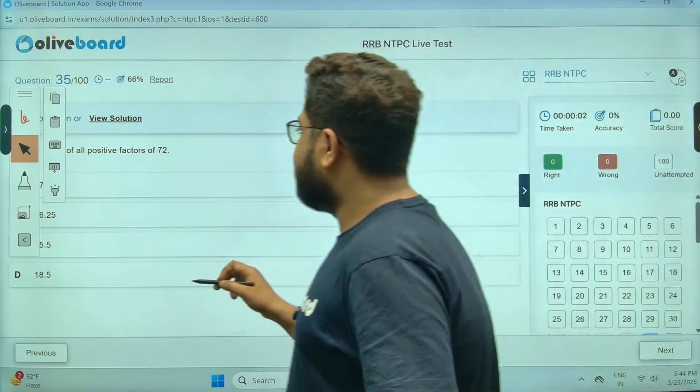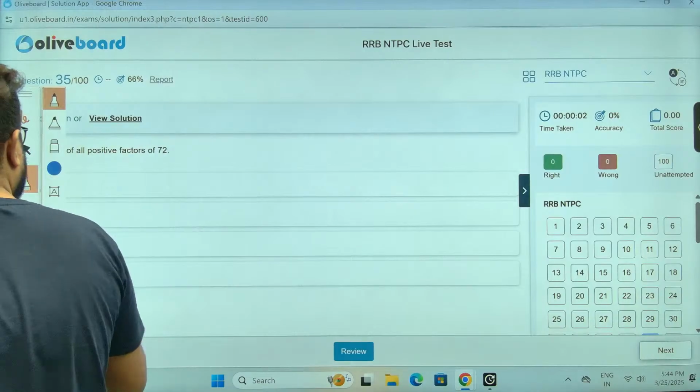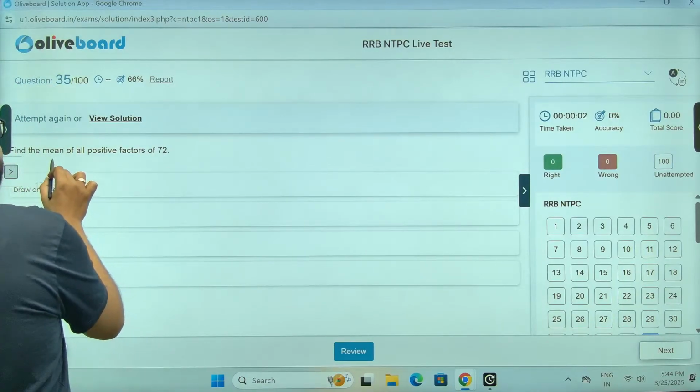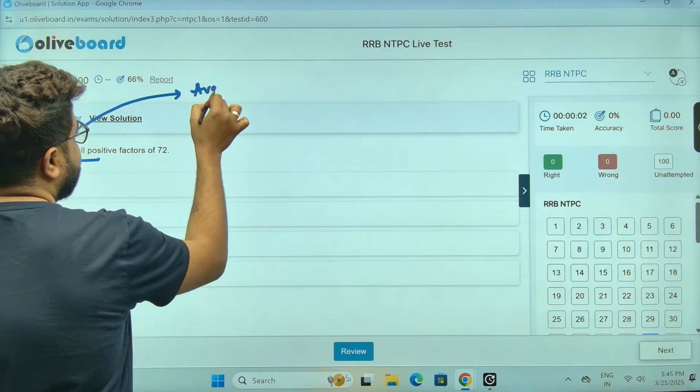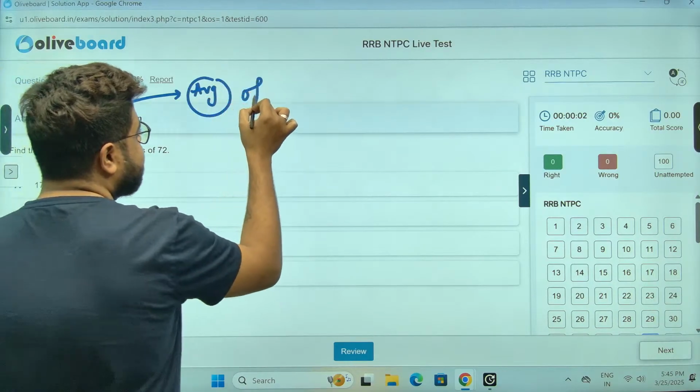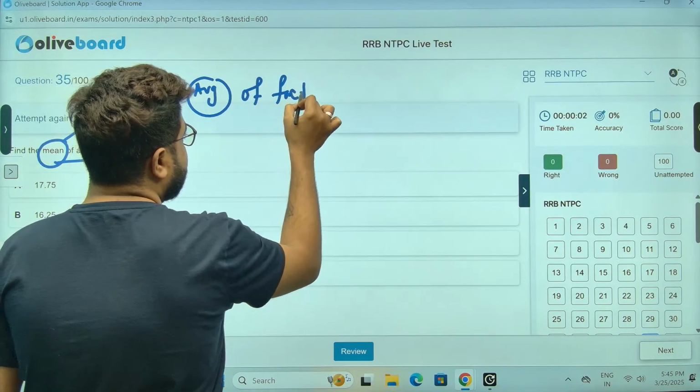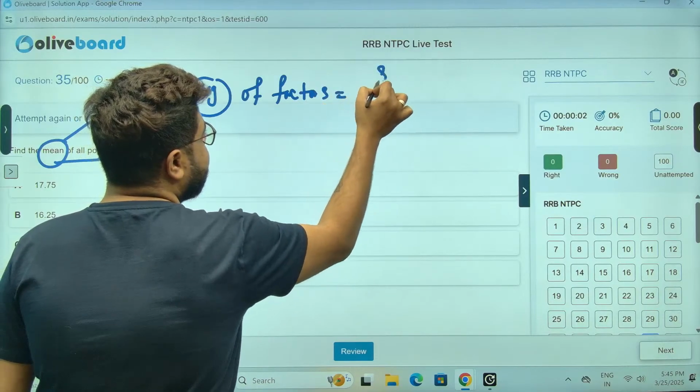अच्छा, फैक्टर्स का क्वेश्चन, सर. Find the mean. अच्छा, mean means average, sir. It's a good question, sir. Average of factors. Average means, sir, sum by number.